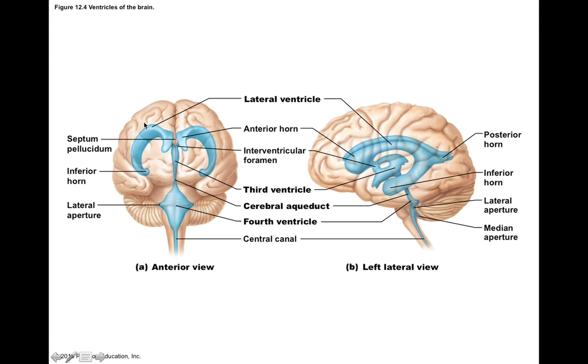Now, what keeps these lateral ventricles separated, so that they don't communicate with the fluid with each other directly, is something called the septum pellucidum. And the septum pellucidum is a very thin sheet of tissue that separates the two lateral ventricles within each hemisphere.